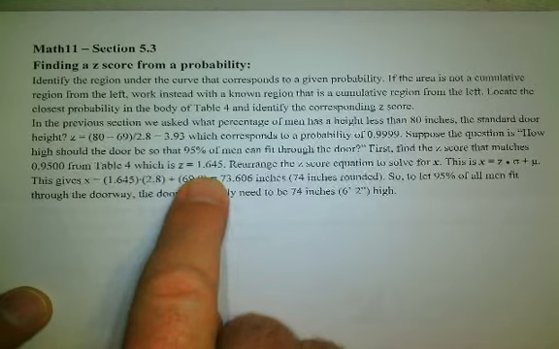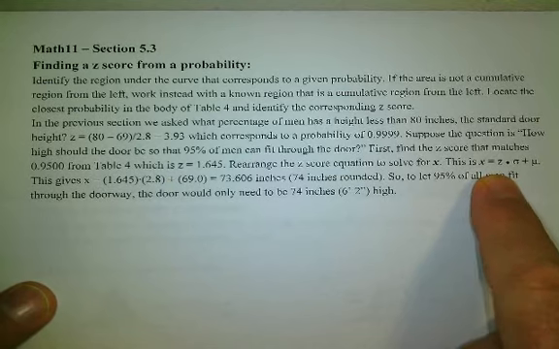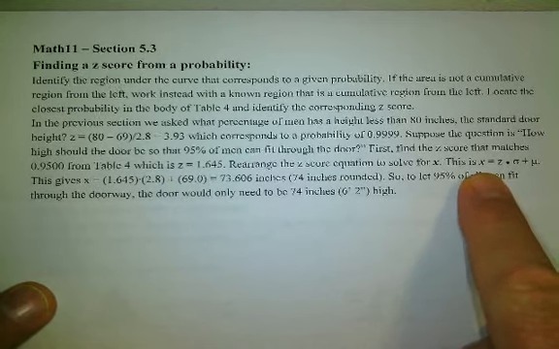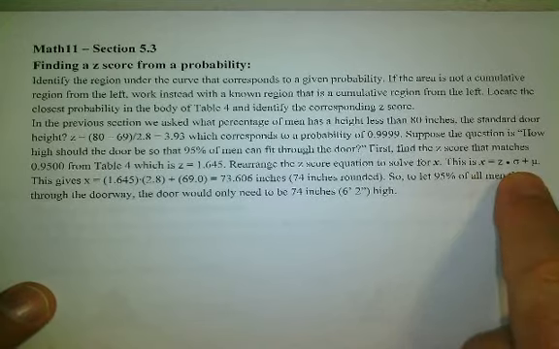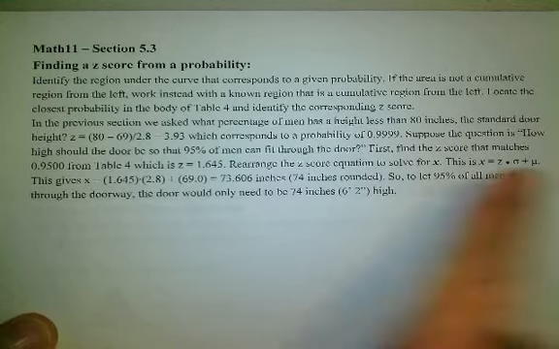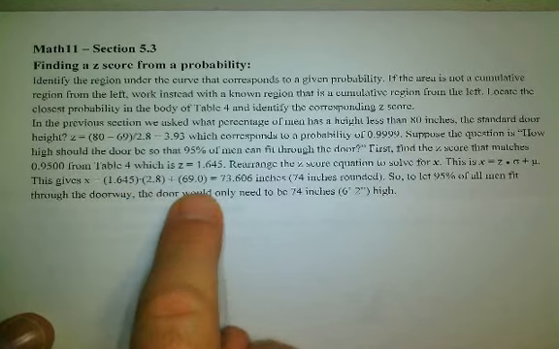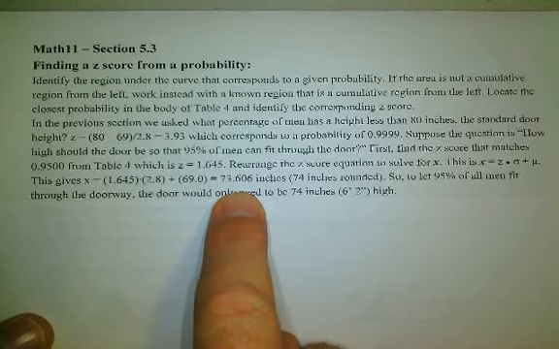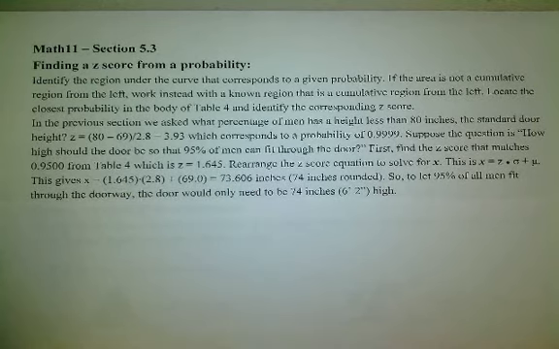Now, once I have that z-score, I can use this equation, which is our z-score equation, but it's been rearranged to solve for x instead of solve for z. So it looks like this. We plug in the z-score, we plug in the standard deviation and the mean. So for the men, 1.645, 2.8 was the standard deviation, the mean was 69. We end up with 73.6 inches. So about 74 inches would let in 95% of all men.